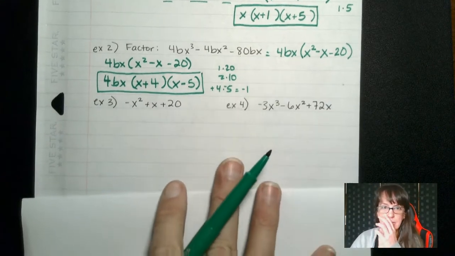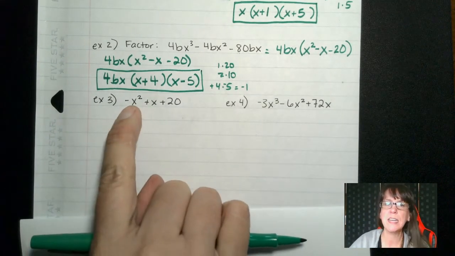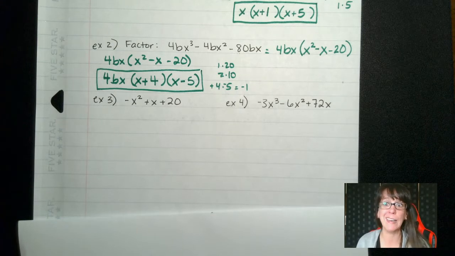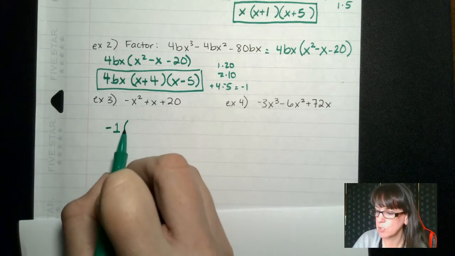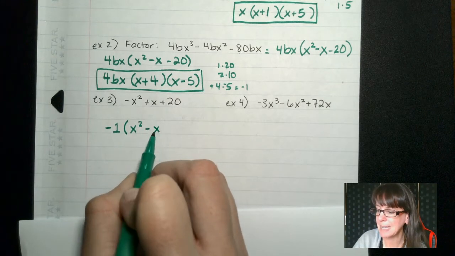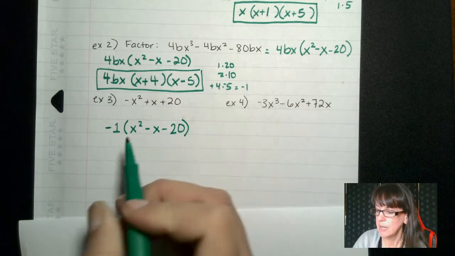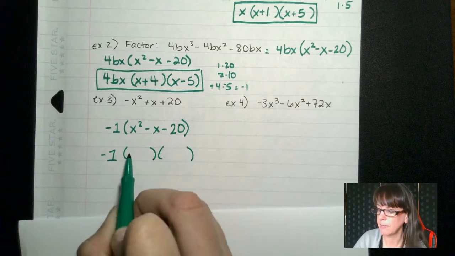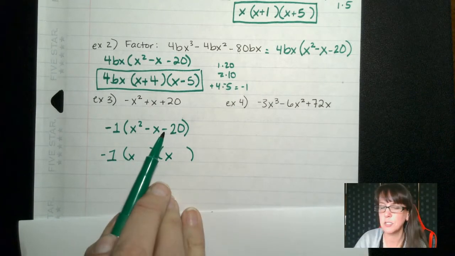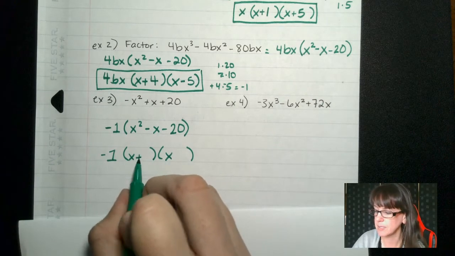All right, 2 more examples here. Looking at this, if you ever have a negative in the front of your polynomial, get rid of that guy. We're going to factor out a negative 1, which leaves me with x squared minus x minus 20. Now I have negative 1, and then I'm going to do this right here. I have x and x. This tells me different signs, so plus and minus.